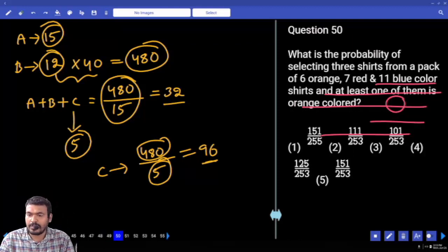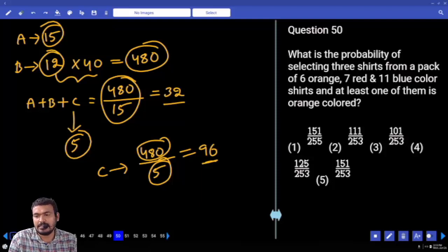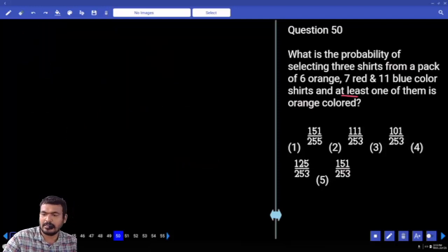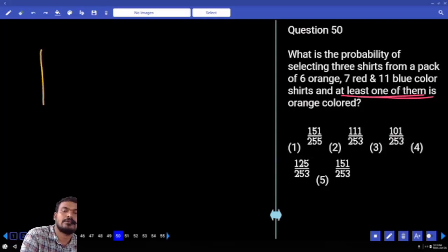Next question number 15. What is the probability of selecting 3 shirts from a pack of 6 orange and 7 red and 11 blue color shirts and at least one of them is orange color? What is the question here? At least case. At least case means we write total probability minus other than the orange. Yes or no? Total probability is always 1 minus other than the orange.